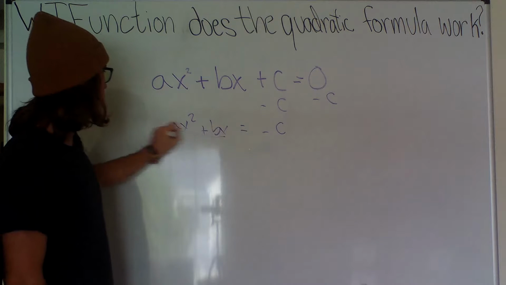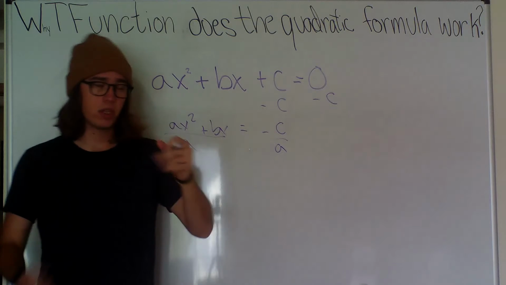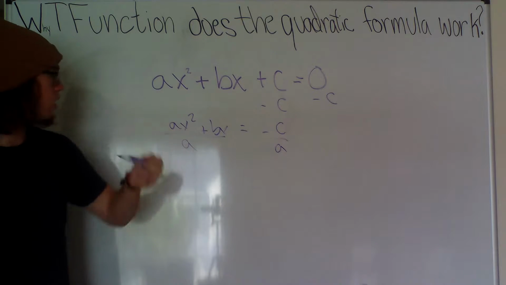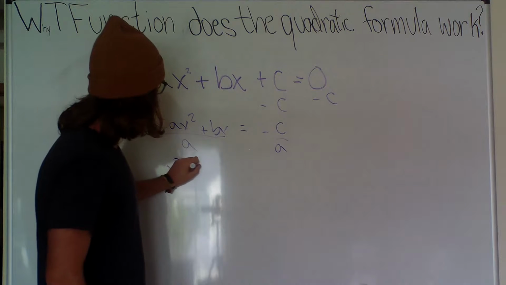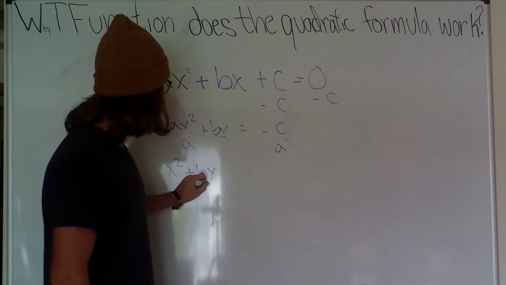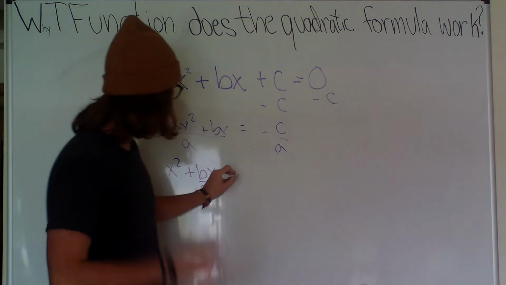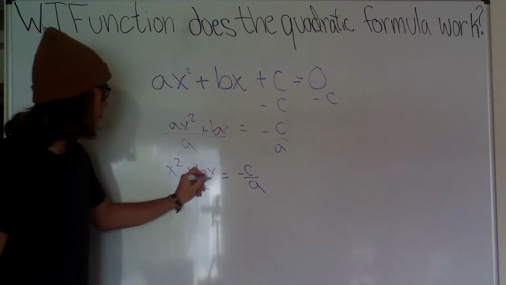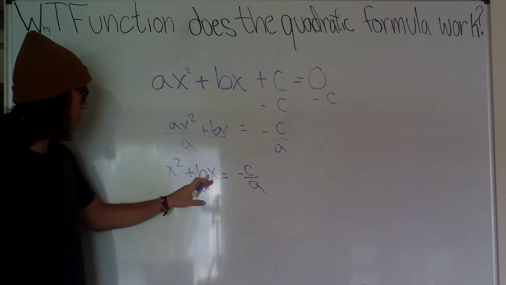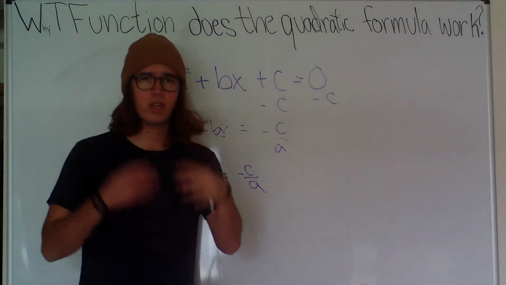Well then, we should just divide by a. Divide by a, get rid of a. You could have done that, these two steps you could have swapped. So then we get x squared plus bx over a is equal to negative c over a. So next we have x squared plus b over a x, and we're like, okay, that's almost something.